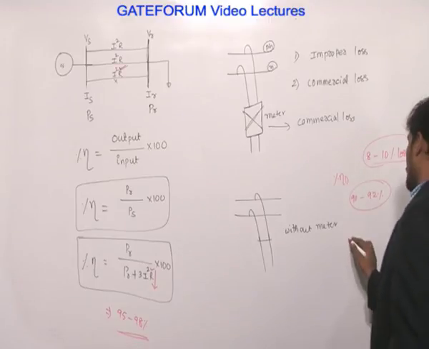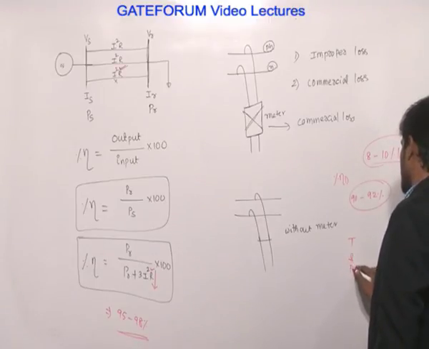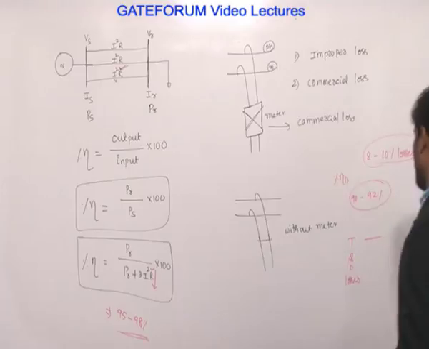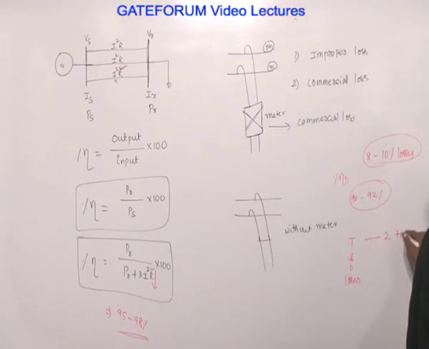Therefore, total transmission and distribution losses. In transmission, what are the losses? 2 to 5%. In distribution, what are the losses? 8 to 10%. Therefore total transmission and distribution losses are 10 to 15%. In the distribution system, losses are more.